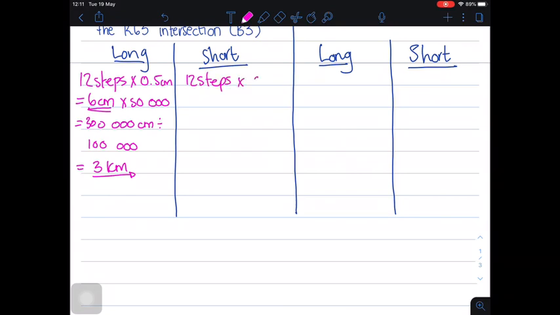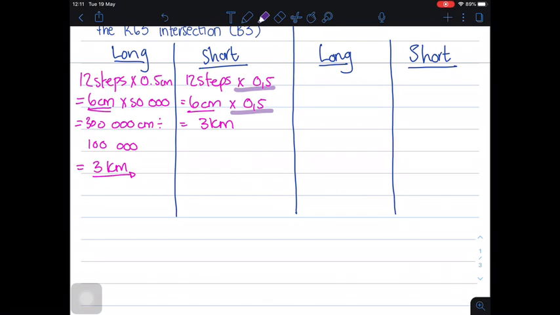You're still going to times by 0.5 because each step was 0.5 centimeter in size, and that still gives you 6 centimeters as an initial distance on the map. Now we're going to do the shortcut and times straight away by 0.5 again, and that will give me 3 kilometers.